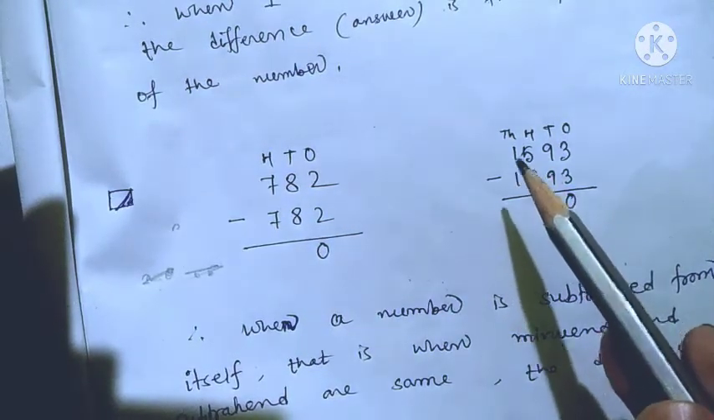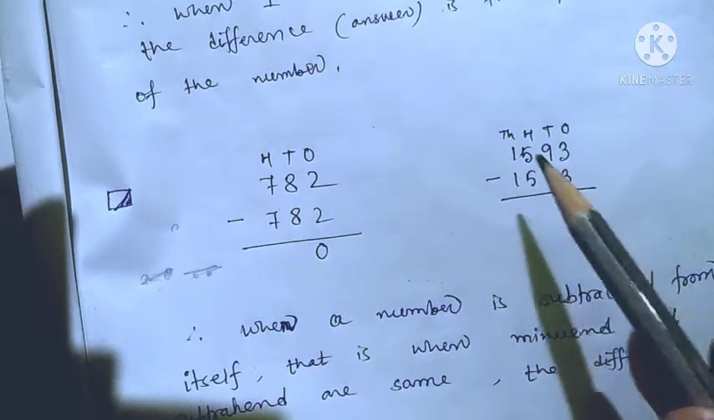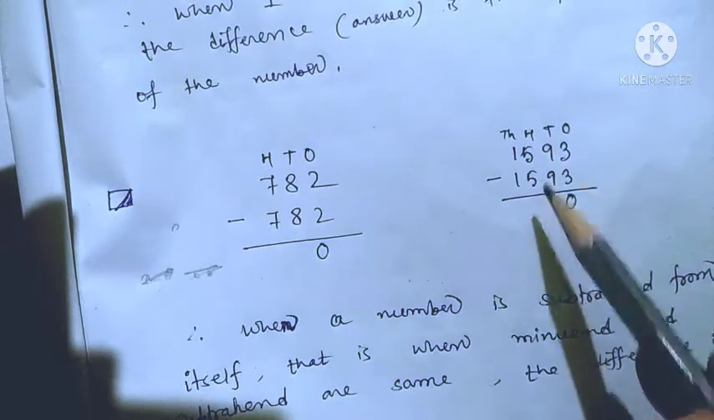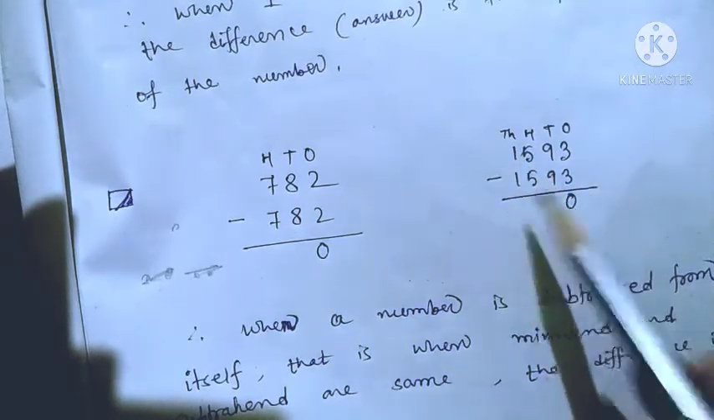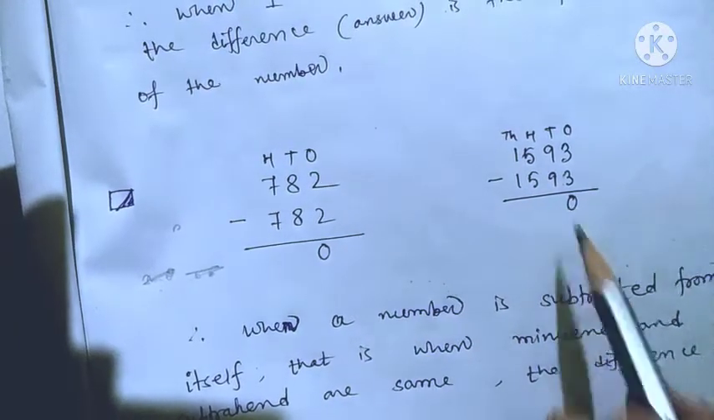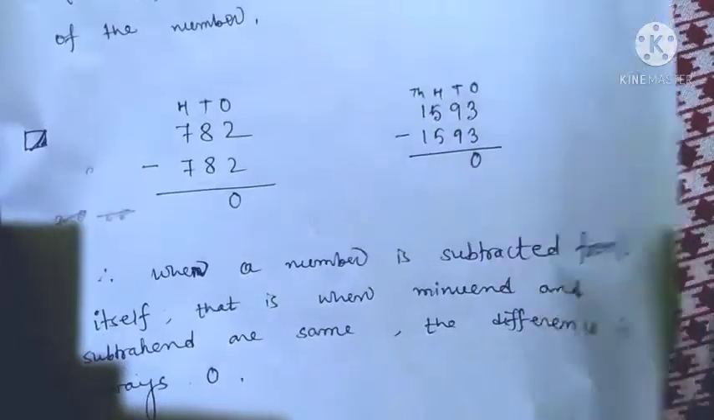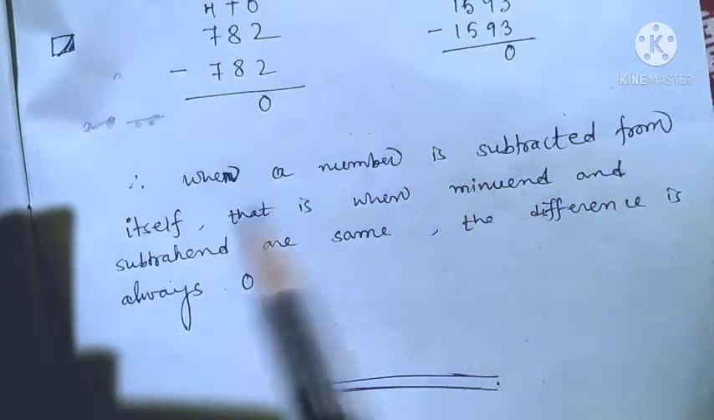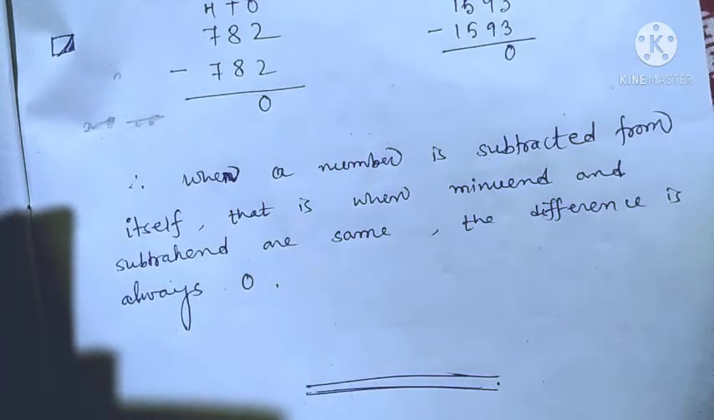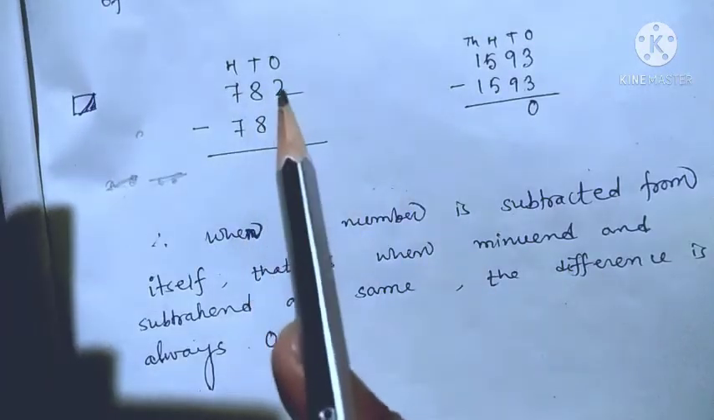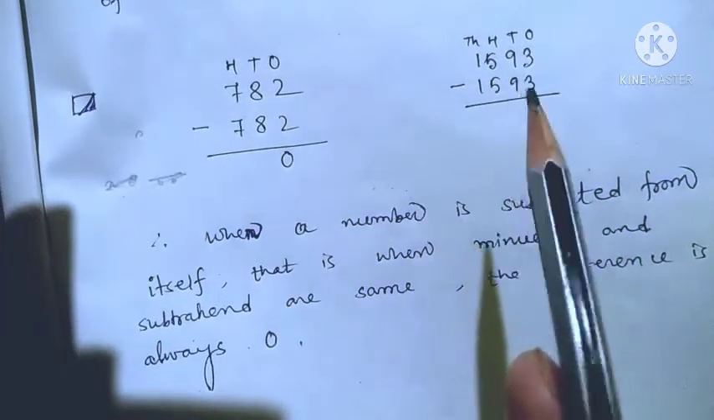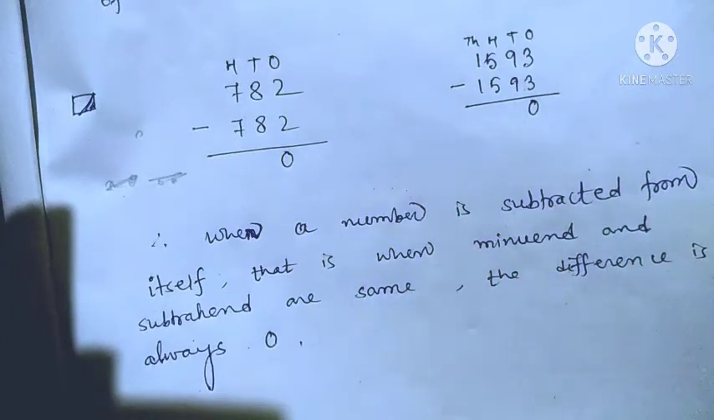Again, 1593 minus the same number, 1593. 3 minus 3 means 0, 9 minus 9 means 0, 5 minus 5 means 0, 1 minus 1 means 0. Or you can write 0 only. So we can say when a number is subtracted from the number itself, that is when minuend and subtrahend are same, the difference will be 0, or you can say the result will be 0.